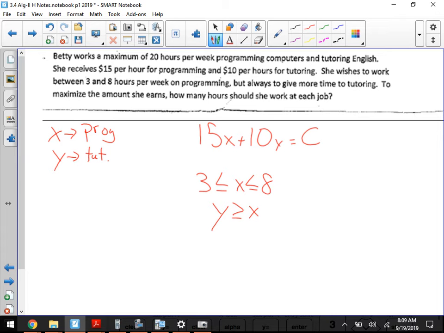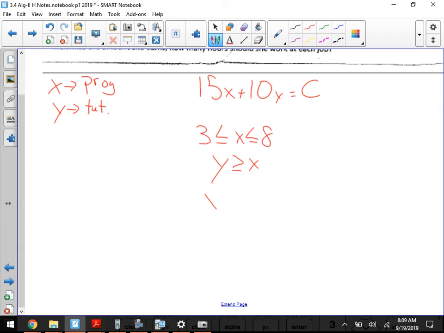It's super easy. Okay? And then the last bit here is the total hours per week programming and tutoring. That's the last constraint that we throw in there, where the addition of the two jobs, X plus Y, has to be less than or equal to 20. Okay? From here is when we start to do all of our graphs. And this is where the graph of Y is greater than or equal to X comes into play. And it's really easy once you plot things through.